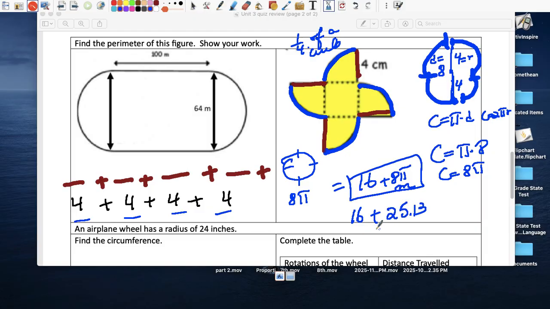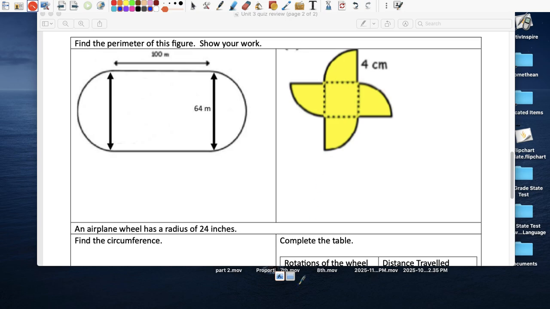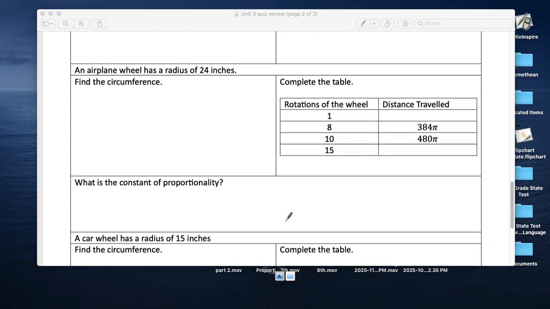Right, and then the final answer would be approximately 41.13. It's not equal. All right, so you got two answers: one when you leave pi alone, and the other where you actually multiply 8 times pi, and then that product you add to 16. Okay. All right, so it's pretty straightforward. No tricks.